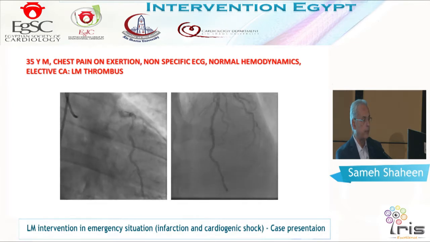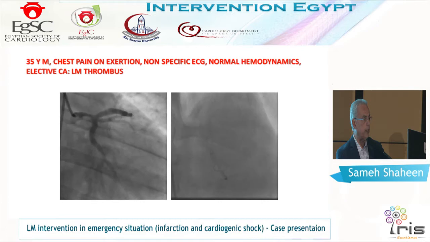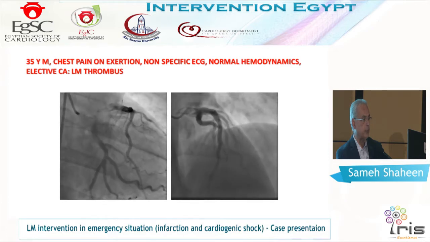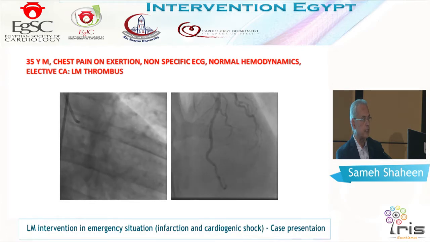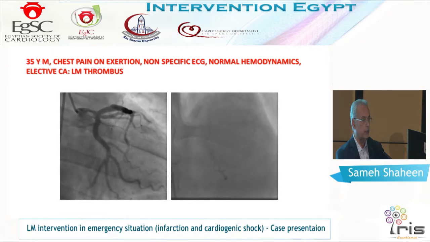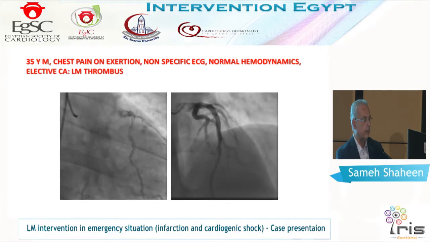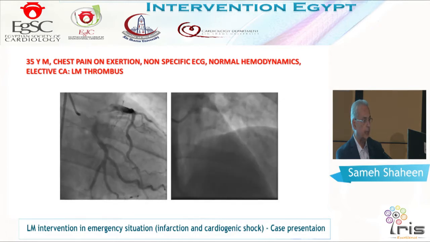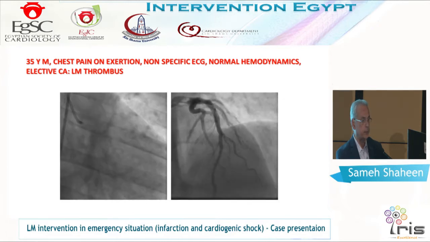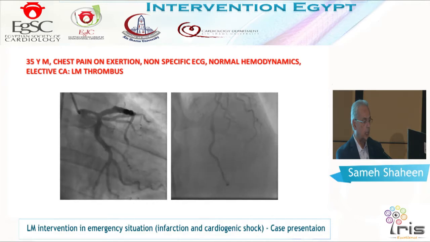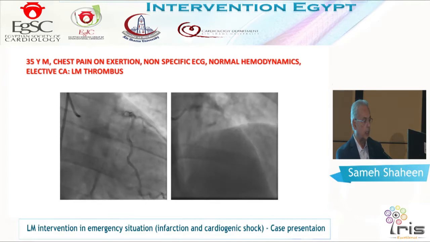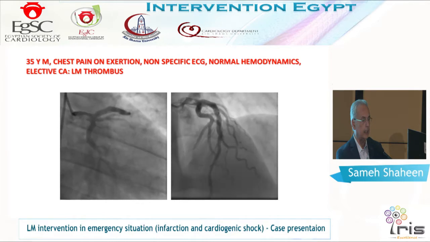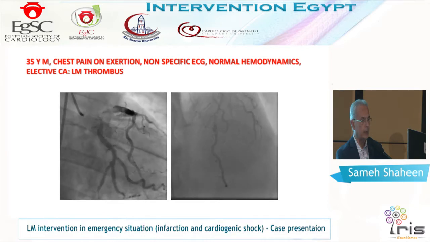This is another totally different patient, because I would like to make a little comparison between both. This was another patient, a 35-year-old male with chest pain on exertion, with non-specific, almost normal ECG, with normal hemodynamics, and presenting for an elective coronary angio because of his chest pain. And here was the surprise. There was a thrombus in the left main, as you can appreciate.